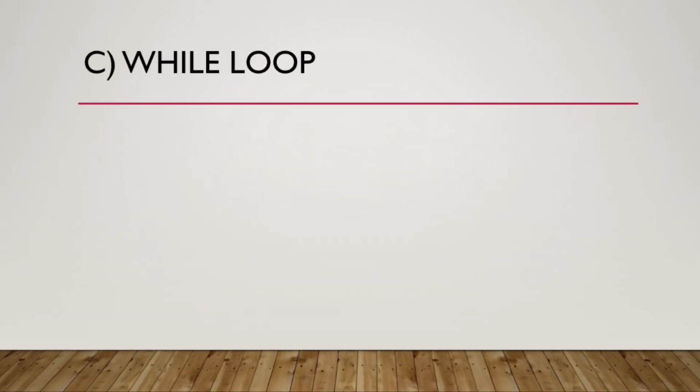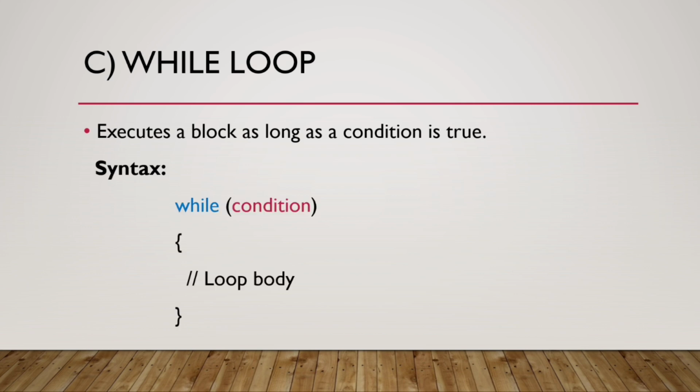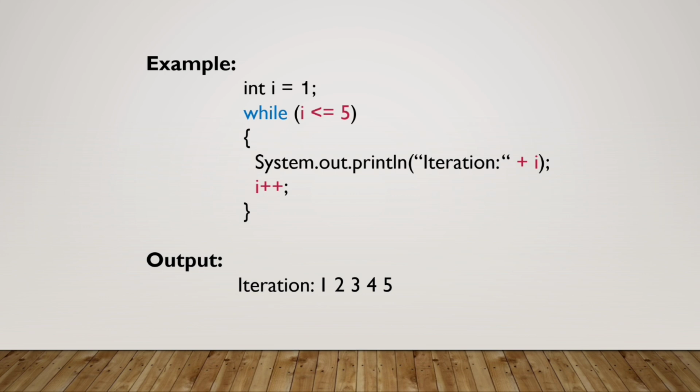C. While loop. Executes a block as long as a condition is true. Syntax: while (condition) { loop body }. Example: int i = 1; while (i <= 5) System.out.println("iteration " + i); output: iteration 1, 2, 3, 4, 5.